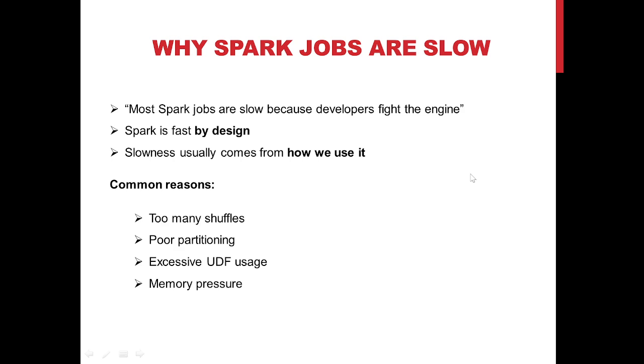Spark is actually very fast by design. When jobs are slow, it's usually because of how we write the code. Common reasons are too many shuffles, poor partitioning, excessive UDF usage, and memory pressure.